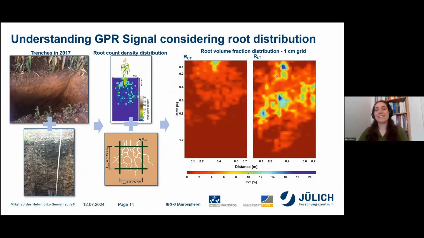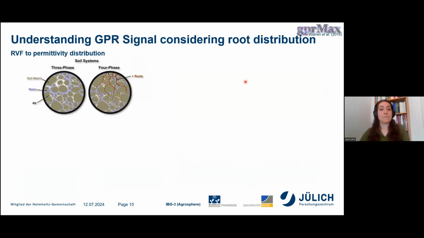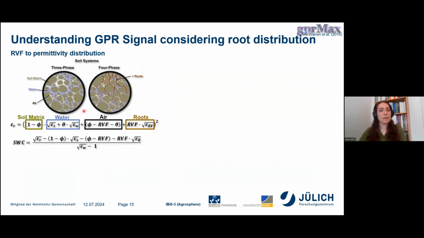This is the result for the two facilities. So here you can again see the quite contrasting soil conditions. So we have a lot more roots and more distributed roots for the lower rhizotron facility, which had the fine grade soil. So from our root volume fraction values, we needed to calculate the permittivity as an input for our software called GPR max. Traditionally, that is done for a three-phase soil system, only considering the soil matrix, water, and air. And we added a fourth root phase to this calculation, where we considered the roots to grow into the pore space. And here are our equations.